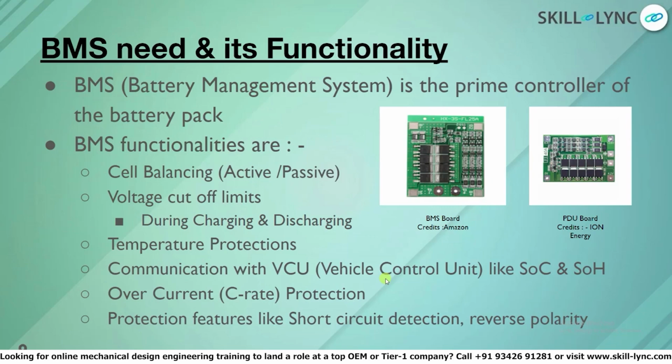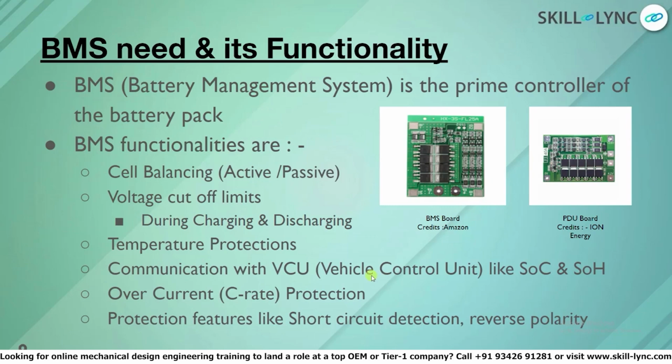So the BMS communicates everything to the VCU, and then the VCU takes the appropriate decision on what to do and what not to do. And not just that, the BMS also has certain protection features, like overcurrent protection on C rates. When the cell is delivering high C rates other than required, it means the cell is misbehaving, and those C rates are monitored.